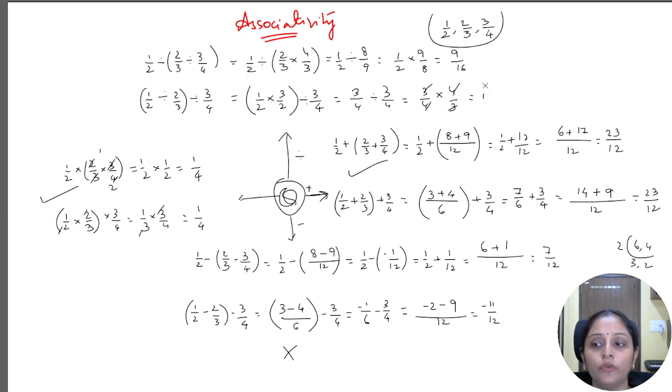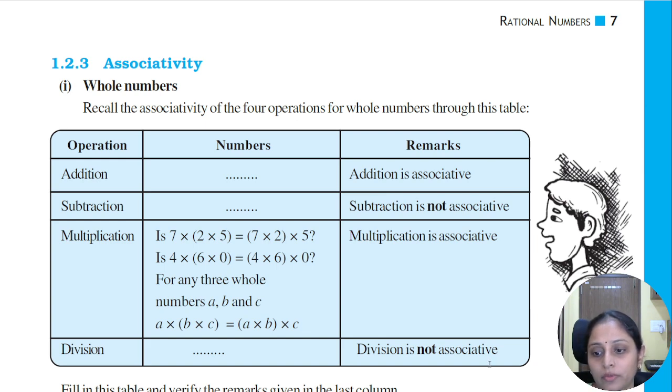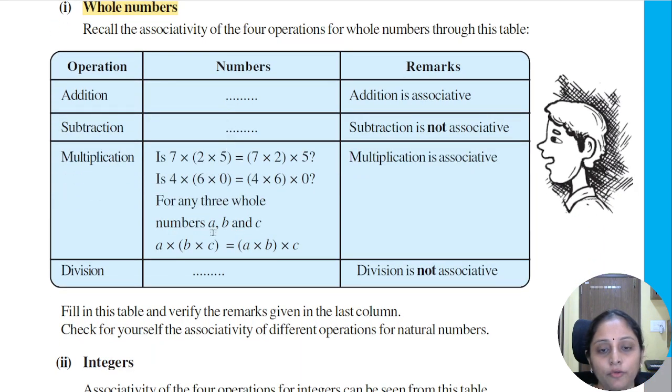So with this we have checked the associative property for the set of whole numbers, for the set of integers, and for the set of rational numbers, right? Now let's quickly look at what is given in the textbook. So here they have given whole numbers, and they have left a few blanks which you can do as an exercise. They have checked for a few numbers and concluded addition is associative, subtraction is not, multiplication is associative, and division is not associative for whole numbers, right?